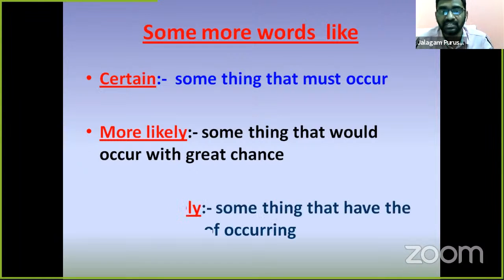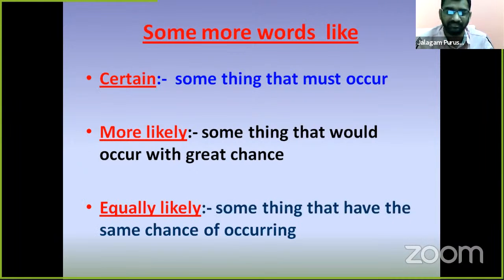And then the next word, equally likely: something that has the same chance of occurring. Already we learned equally likely. For example, when we toss the coin, it would be head or tail, so equally likely. In carroms also, one wins, another loses. So they are equally likely.